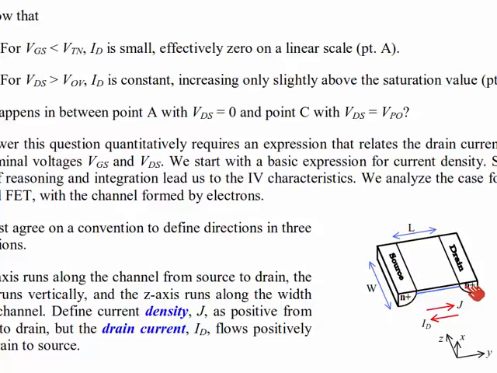Electrons move from source to drain, so that's an electron current density J. Actually, electron flux density J, corresponding to a positive current flow from drain to source. To obtain current from current density, we obviously have to multiply by the channel cross-sectional area.